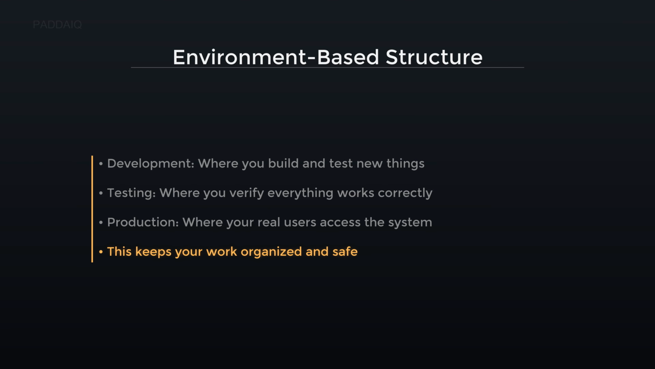This keeps your work organized and safe. It means using separate environments for development, testing, and production prevents accidental changes to your live system. For example, developers build new features in a development environment, not the live one used by customers. This structure protects your operational business processes from disruption.